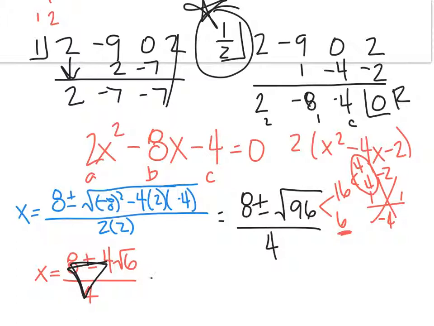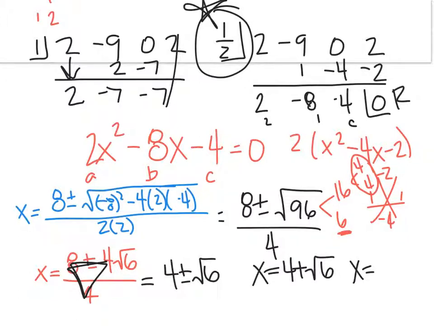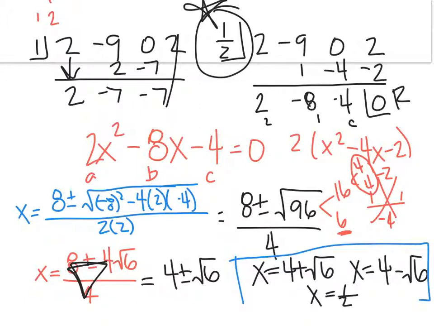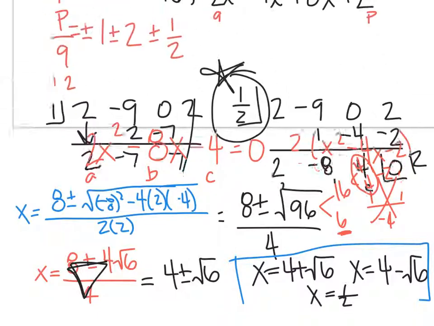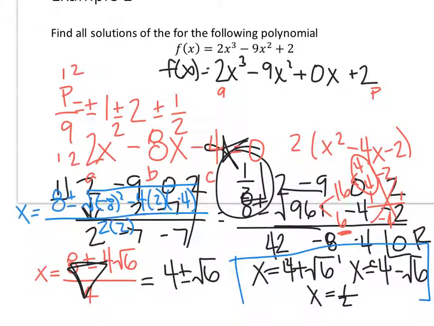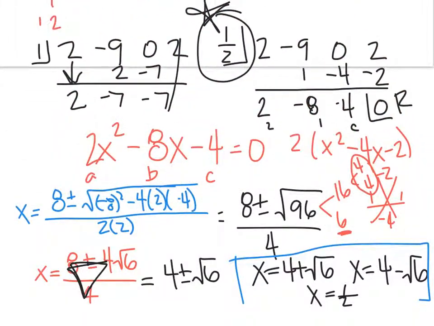8, 4, and 4 all have 4 in common, so I'm left with 4 plus or minus the square root of 6. So my answers here would be x equals 4 plus the square root of 6, x equals 4 minus the square root of 6, and x equals 1/2. So I have 3 solutions, and if I look up at the original problem, I started with a degree 3 polynomial. So the 3 solutions tells me that this is correct.